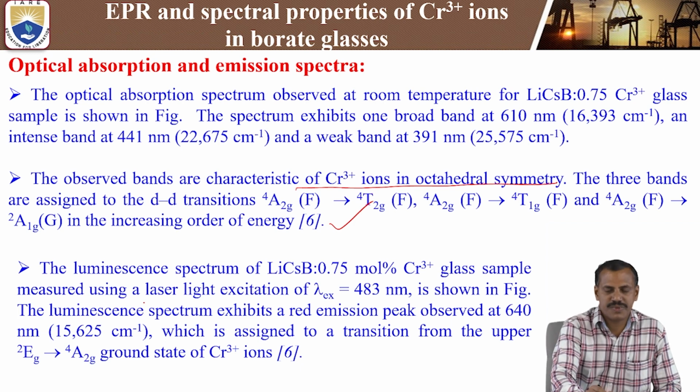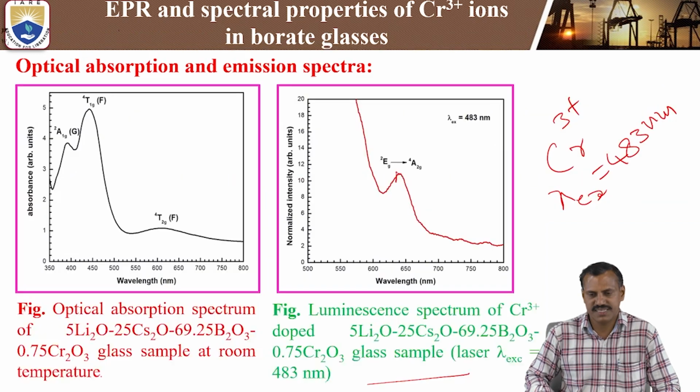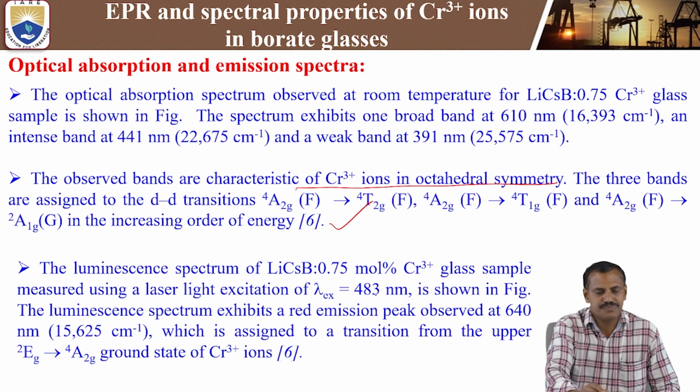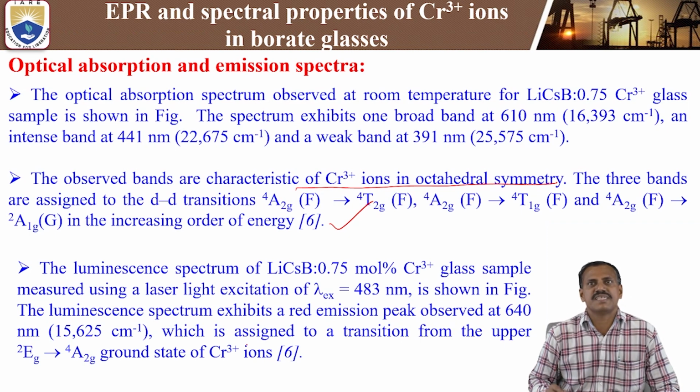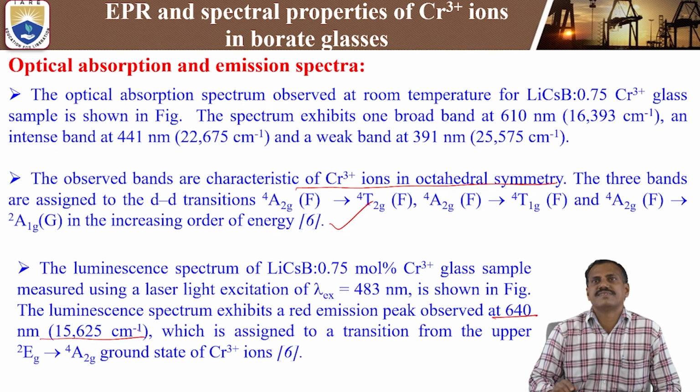This is the luminescence spectrum of the glass sample, measured using laser excitation at an excitation wavelength of 483 nanometers, shown in the figure. So this is the luminescence spectrum. We are pumping at about 480 nanometers. The luminescence spectrum exhibits a red emission peak observed at 640 nanometers.